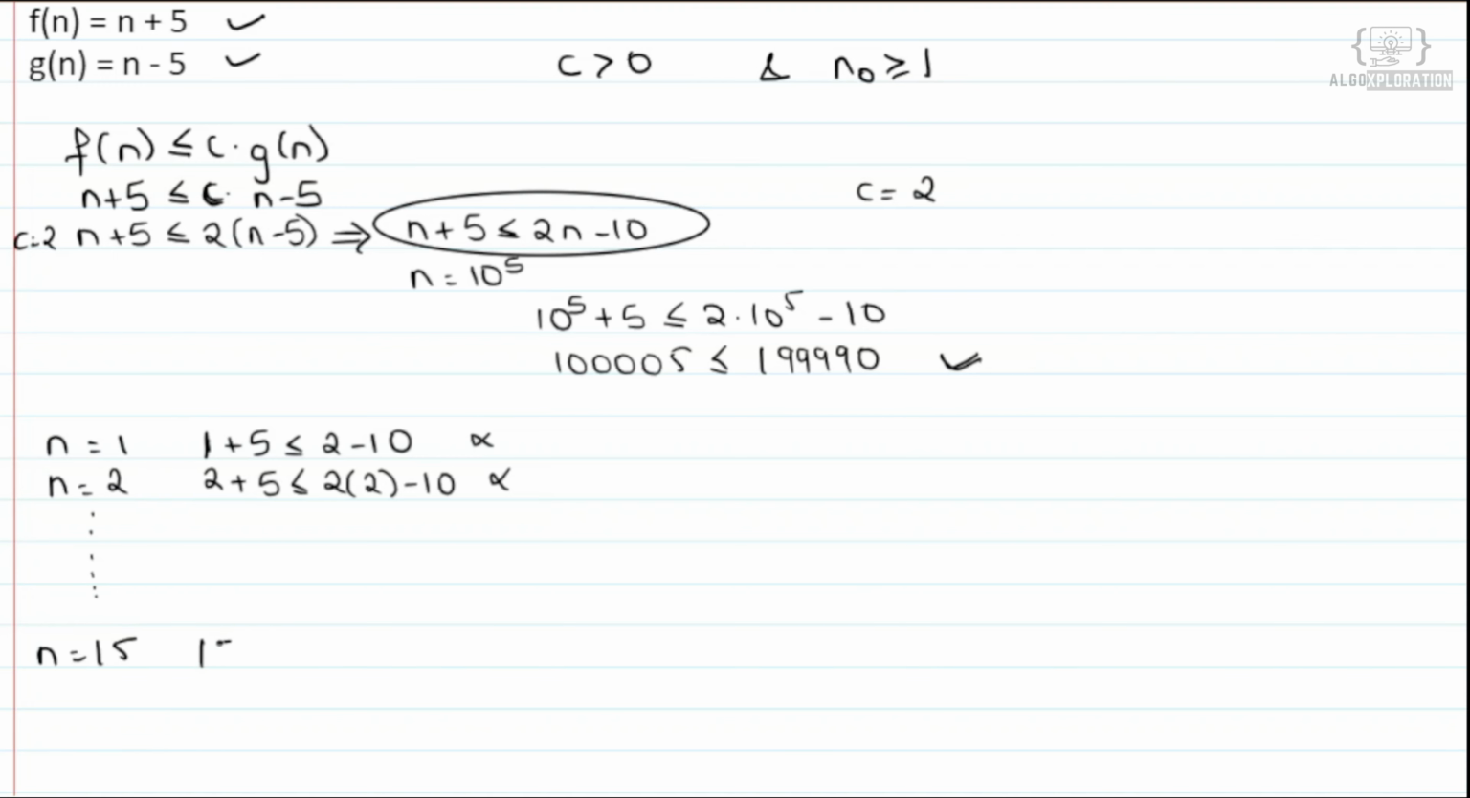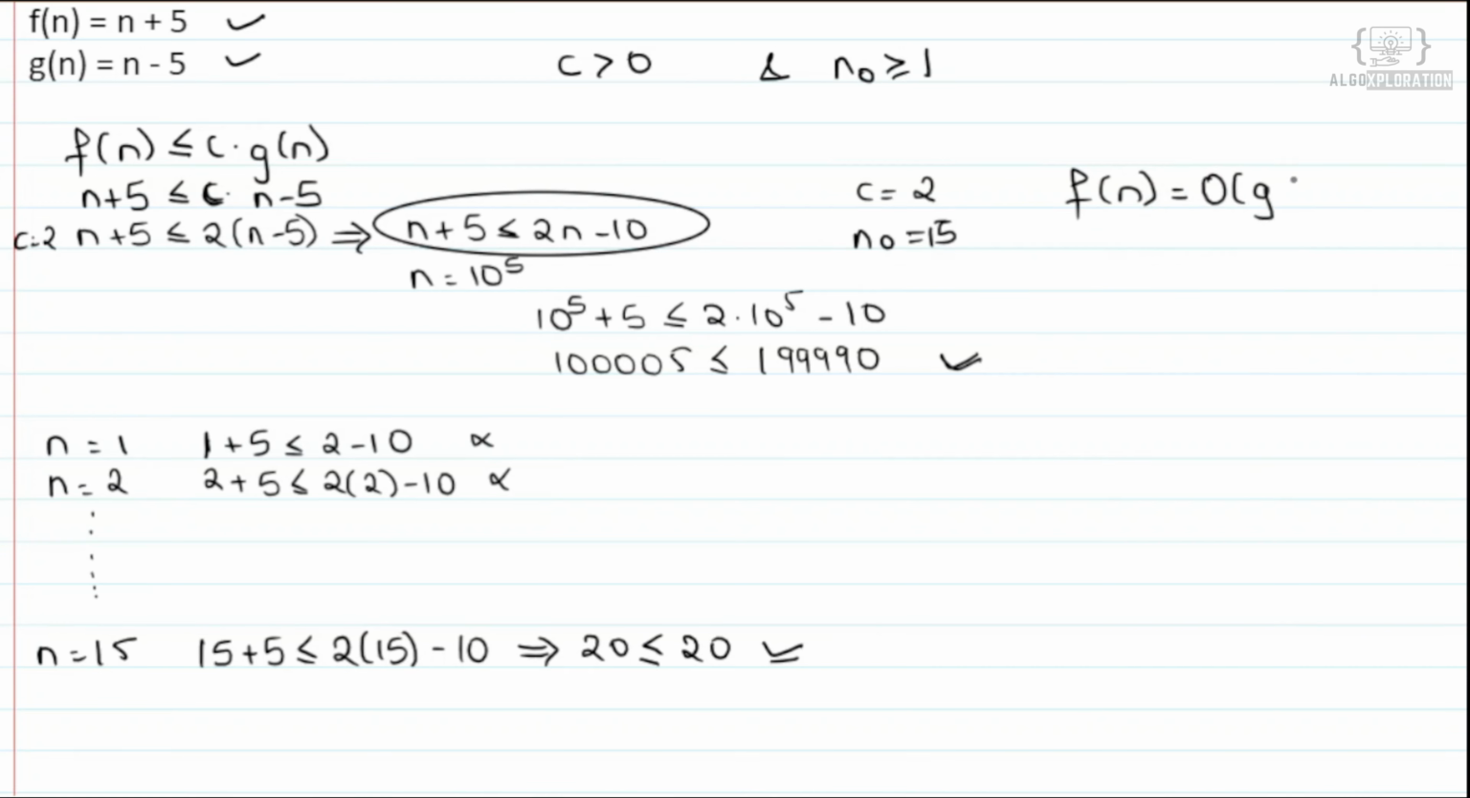Now I have calculated it, and when n is equal to 15, at this time this equation will satisfy. 15 plus 5 is less than or equal to 2 into 15 minus 10. So this will become 20 is less than or equal to 20. So when c is 2 and n naught is 15, f of n is equal to order of g of n. So f of n is a member of set of g of n.